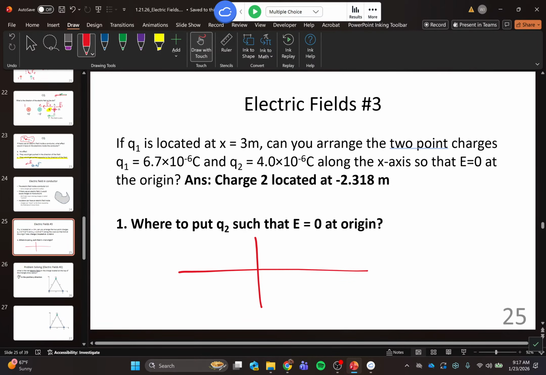We're going to need a coordinate axis because we say things are located at specific spots, and we need to know where the origin is, as evident by the statement. So we're going to put Q1 at x equals 3 meters. There it is in all its glory, Q1. We don't know where Q2 is. However, we do know, and we can even add this to our picture, that E equals 0 here. We know that E needs to equal 0 at the origin. That's our end goal. Make E equal 0 at the origin.